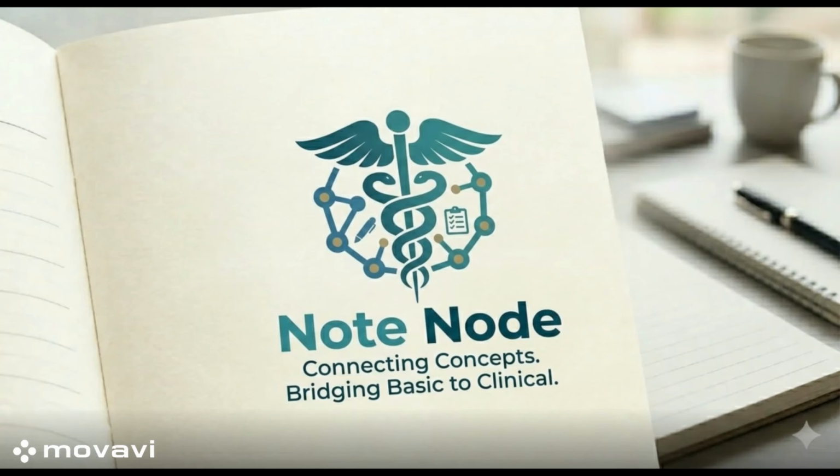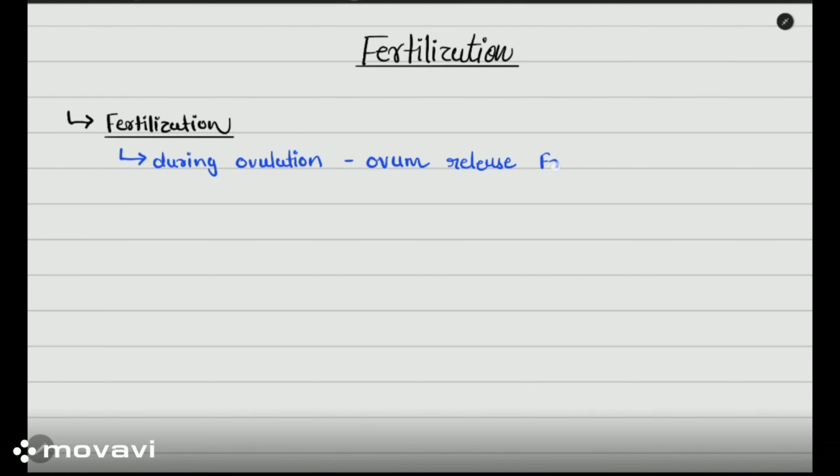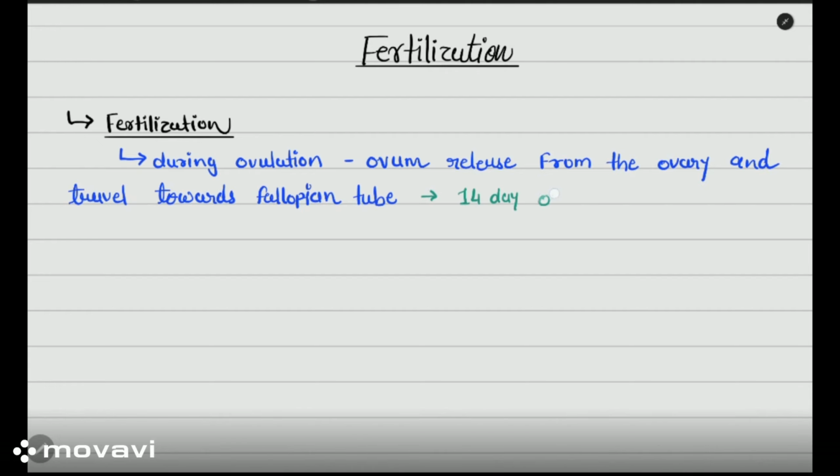Let's break down medicine into concepts you'll never forget. Today we're going to understand fertilization step by step. First, let's see when fertilization occurs. As we know, during ovulation, the ovum is released from the ovary and travels toward the fallopian tube. This usually happens around the 14th day of the menstrual cycle.